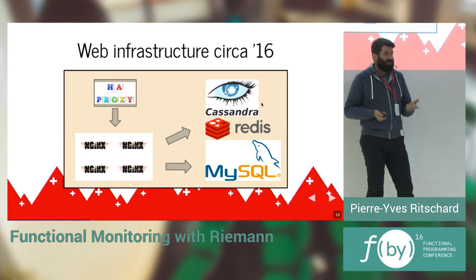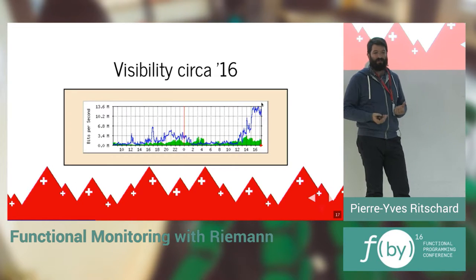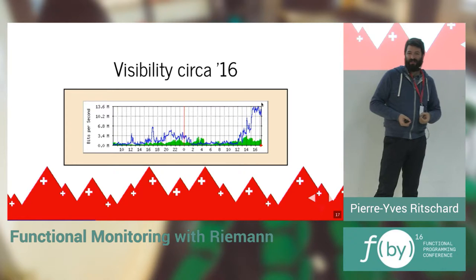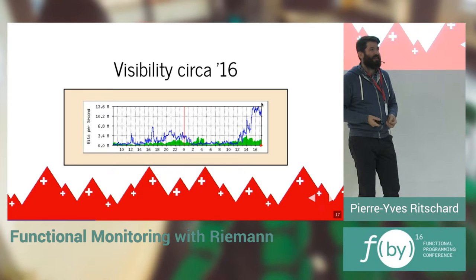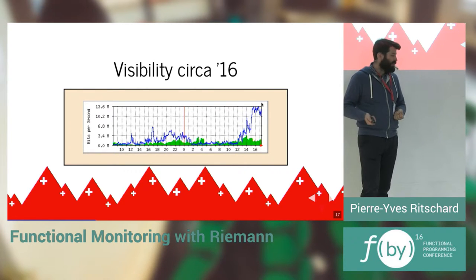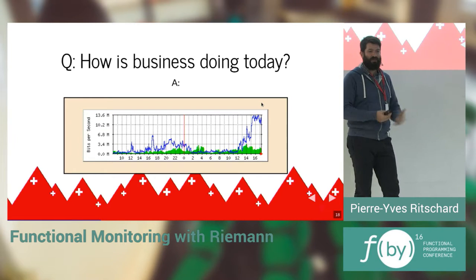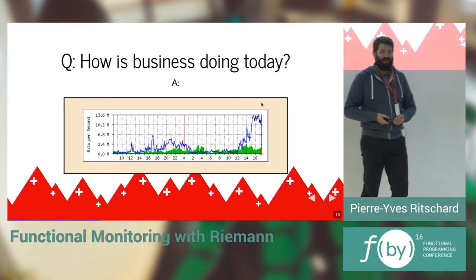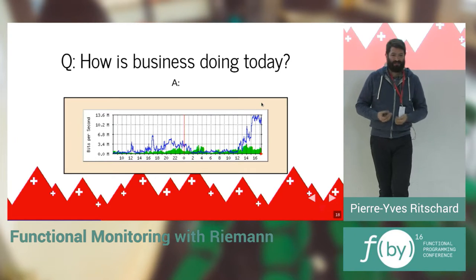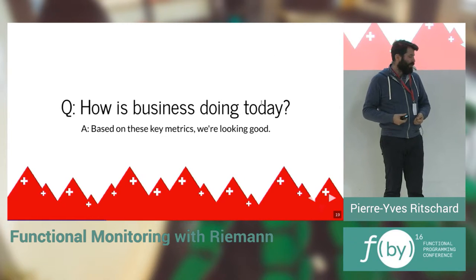But the key thing here is that for most people, visibility still looks like this. You're still looking at CPU metrics, memory usage, and that's about it. And getting useful information out of that is really hard. Basically, you can't answer how is business doing today? Are we driving revenue with our web application by, you know, CPUs at 60%? That's not a real answer to the question.